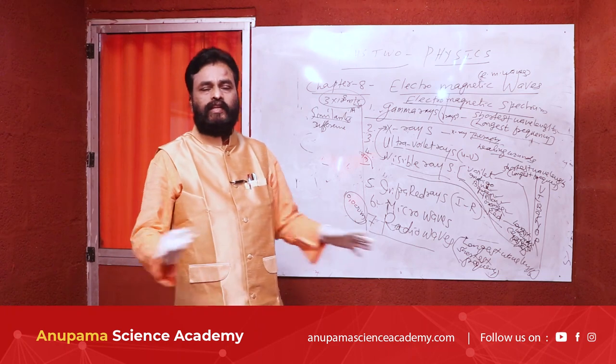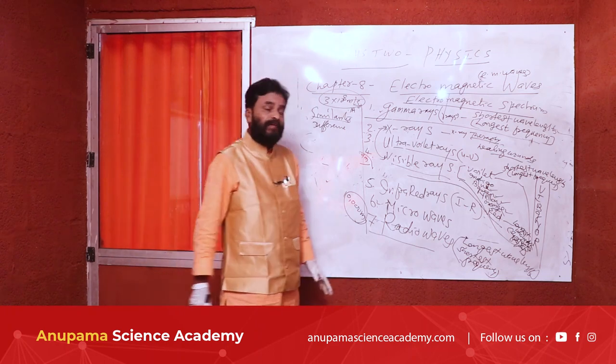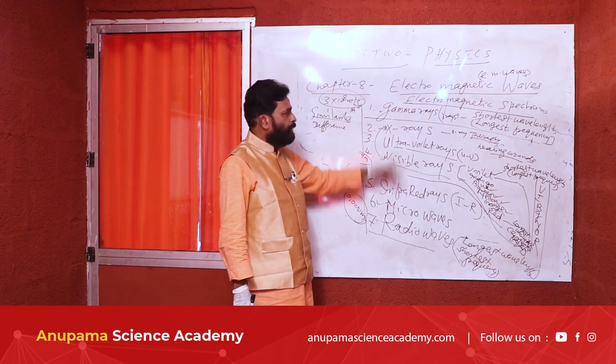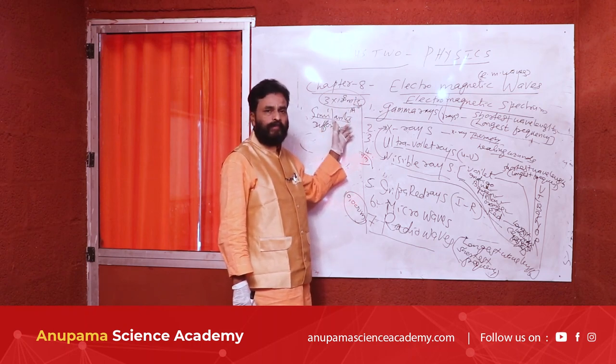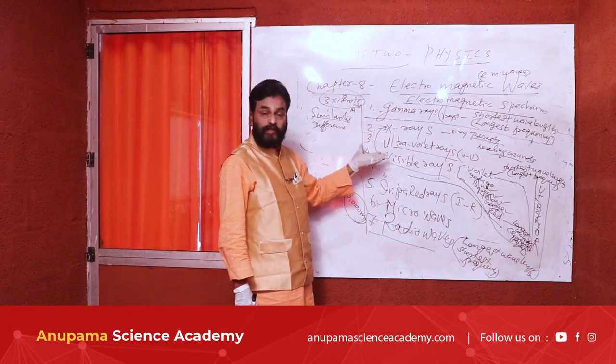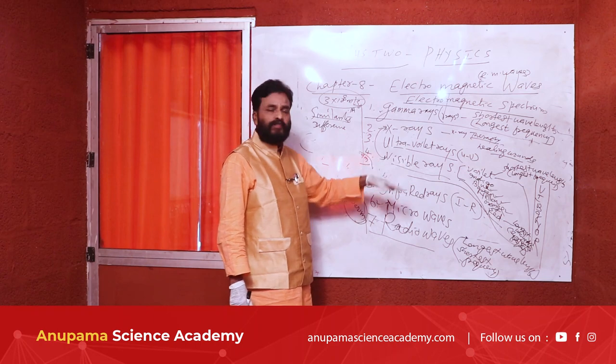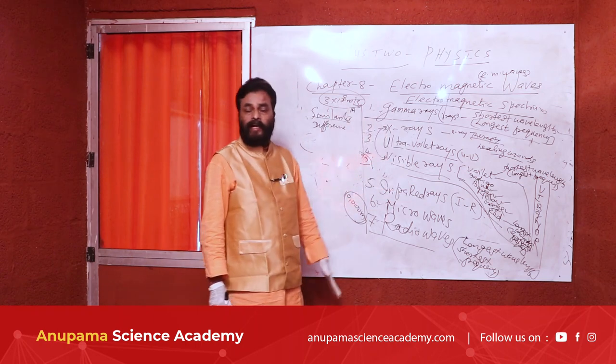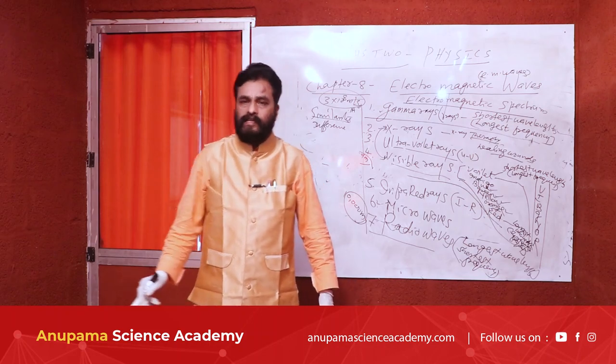So the question is, compare X-rays and visible light. The similarities: first, both of them are EMWs. Second, both of them travel in a straight line with the same speed. Differences: one, X-rays are not visible to human eyes, light is visible to human eyes. Second difference, X-rays have high penetrating power, but light does not.